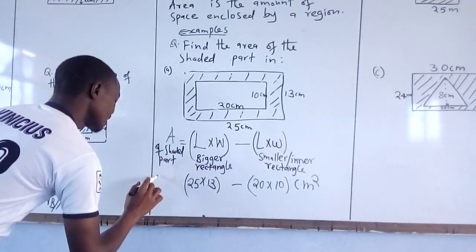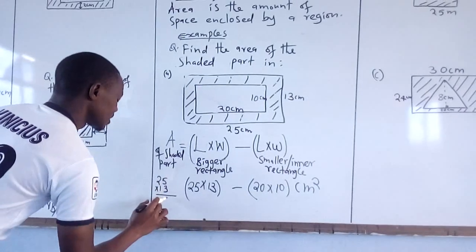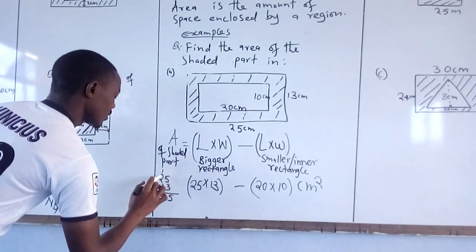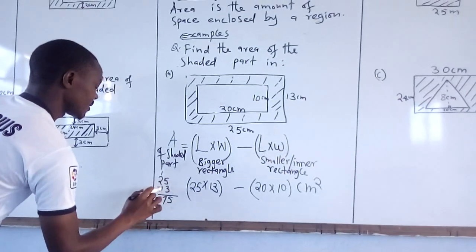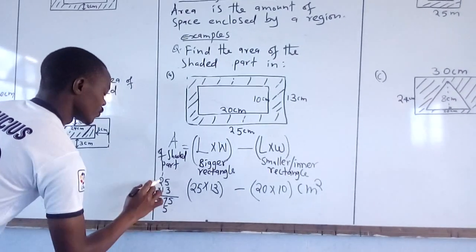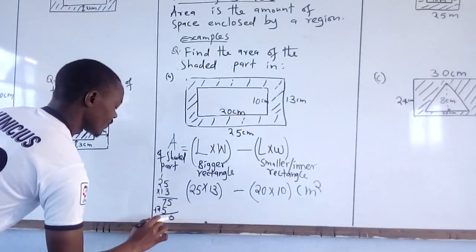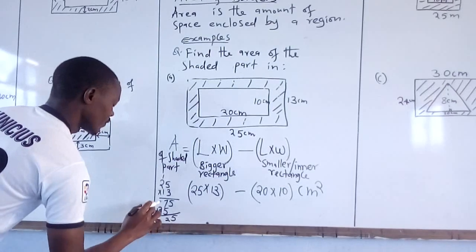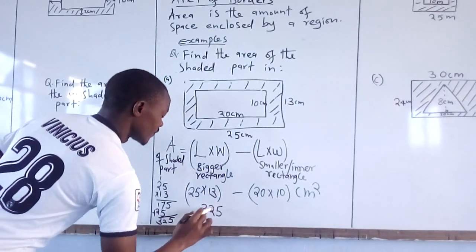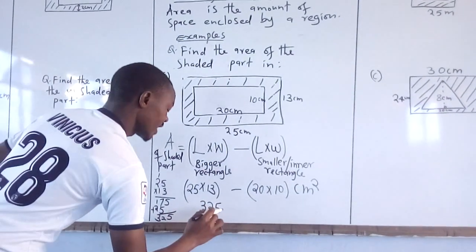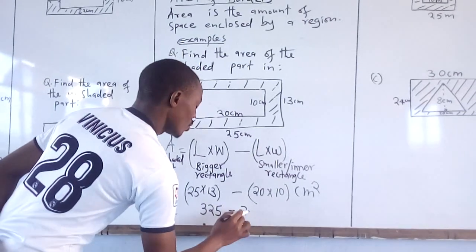So 25 times 13. This is going to be 5 times 3, which is 15, carry 1. 2 times 3, 6 plus 1, 7. 5 times 1 is 5, 2 times 1 is 2. Then we add. This is going to be 5, 12, 3. So we are going to have 325 minus 20 times 10, you get 200.